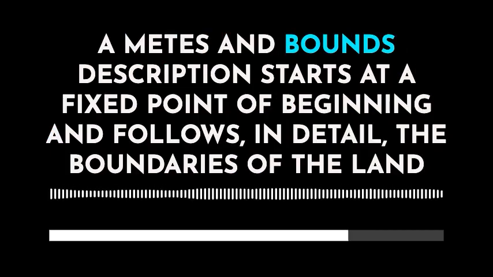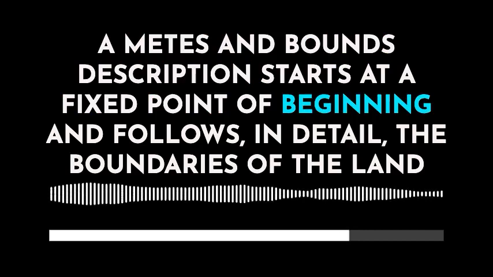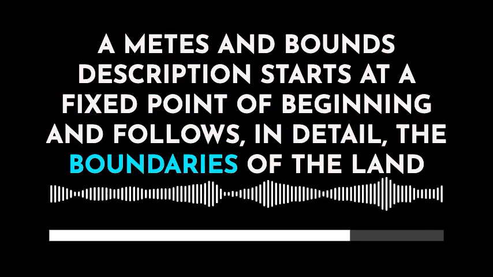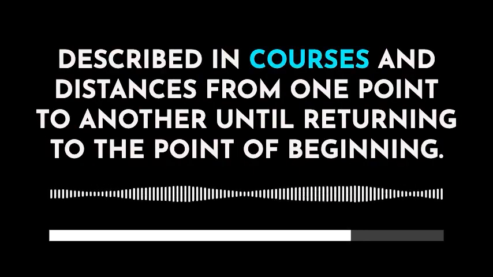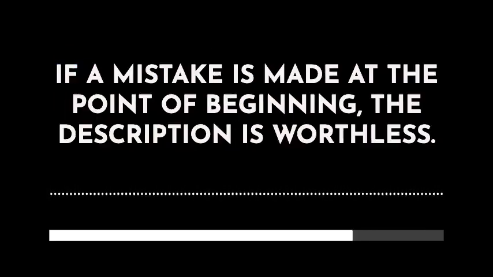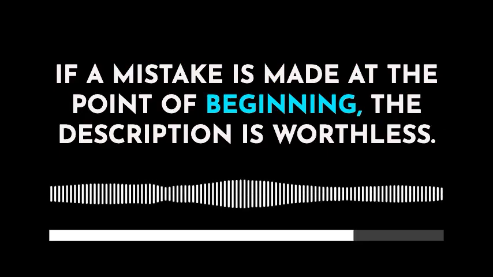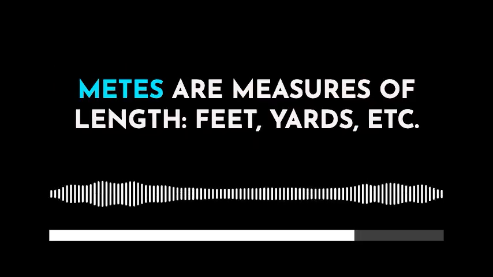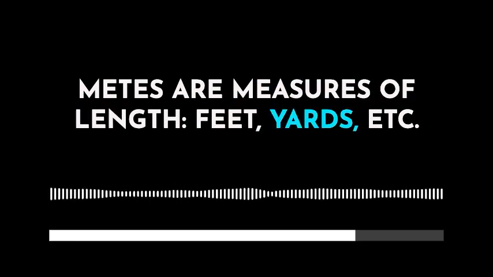A metes and bounds description starts at a fixed point of beginning and follows, in detail, the boundaries of the land described in courses and distances from one point to another until returning to the point of beginning. If a mistake is made at the point of beginning, the description is worthless. Metes are measures of length, feet, yards, etc.